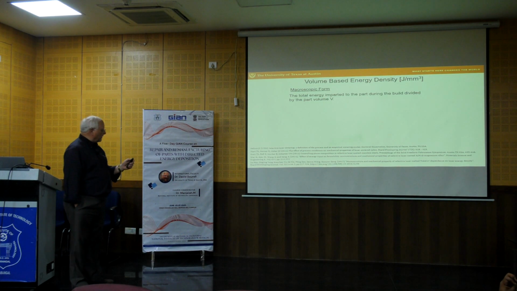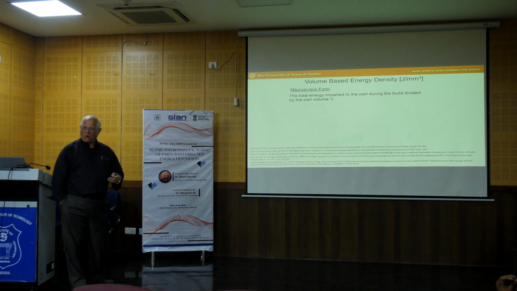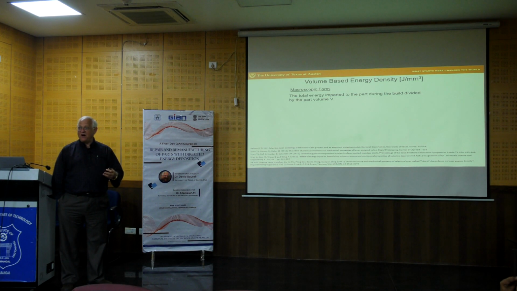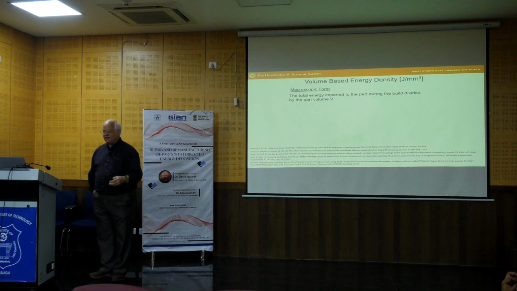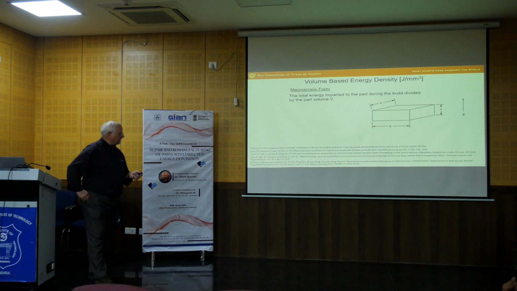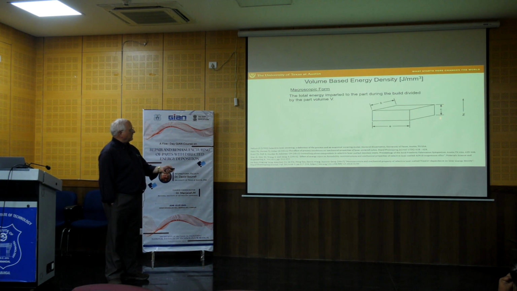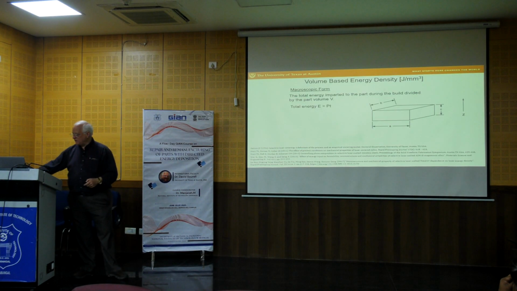So basically, the way the derivation works is I take the total energy that's imparted to the part during the build, and I divide by the volume of the part, and that gives me a certain amount of energy divided by the volume. We can do it fairly easily with a simple cuboid. If I have a cuboid that has dimensions A, B, and C, I can work with this.